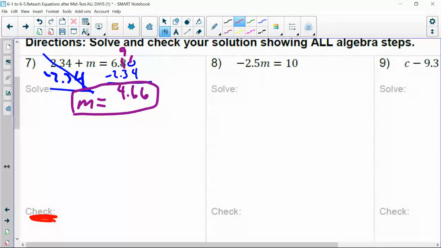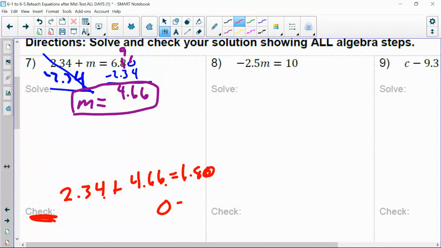Okay, so is 2 3/4 plus 4.66 equals 6.8? And I put my extra 0 there just because I should end up with zeros when I'm done. All right, so if I was to line up my decimals, my 6 goes with my 4. Well, that gives me a 0. And I have to bring up a 1.